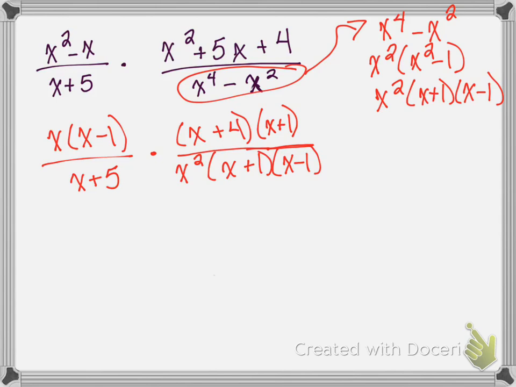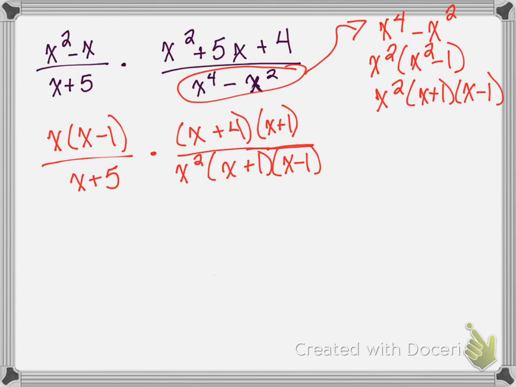Underneath, I've got x to the 4th minus x squared, and I wrote this one out in red. X squared is common to both of those. Then I'm left with an x squared minus 1, and that's a difference of perfect squares. So I've got x squared times x plus 1 times x minus 1.